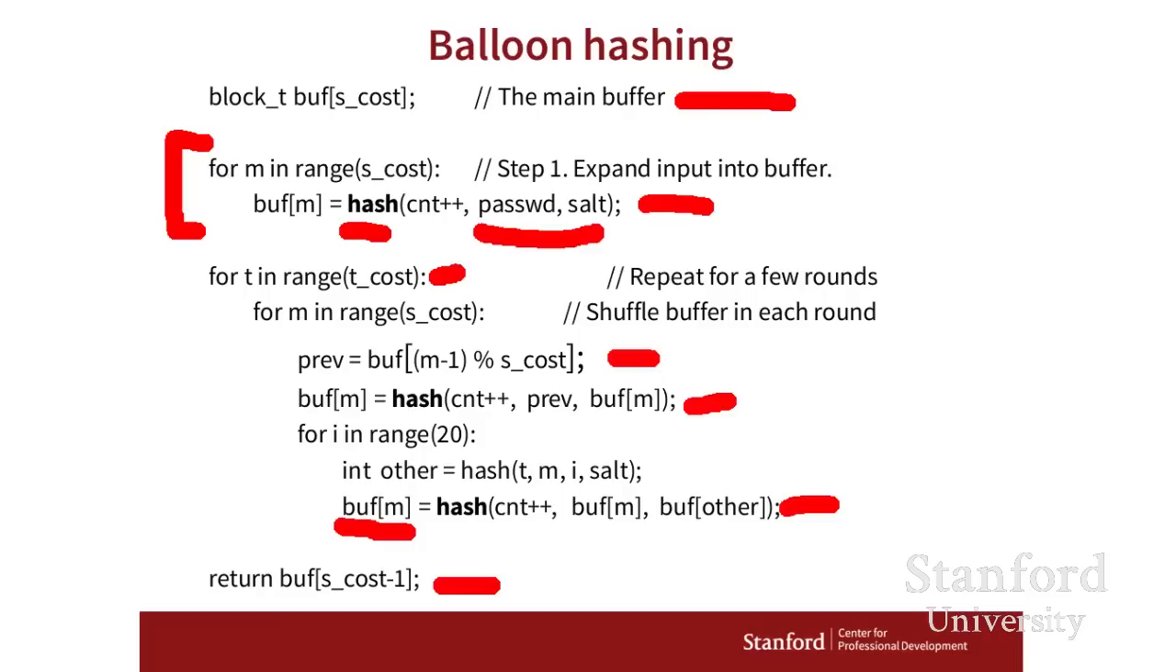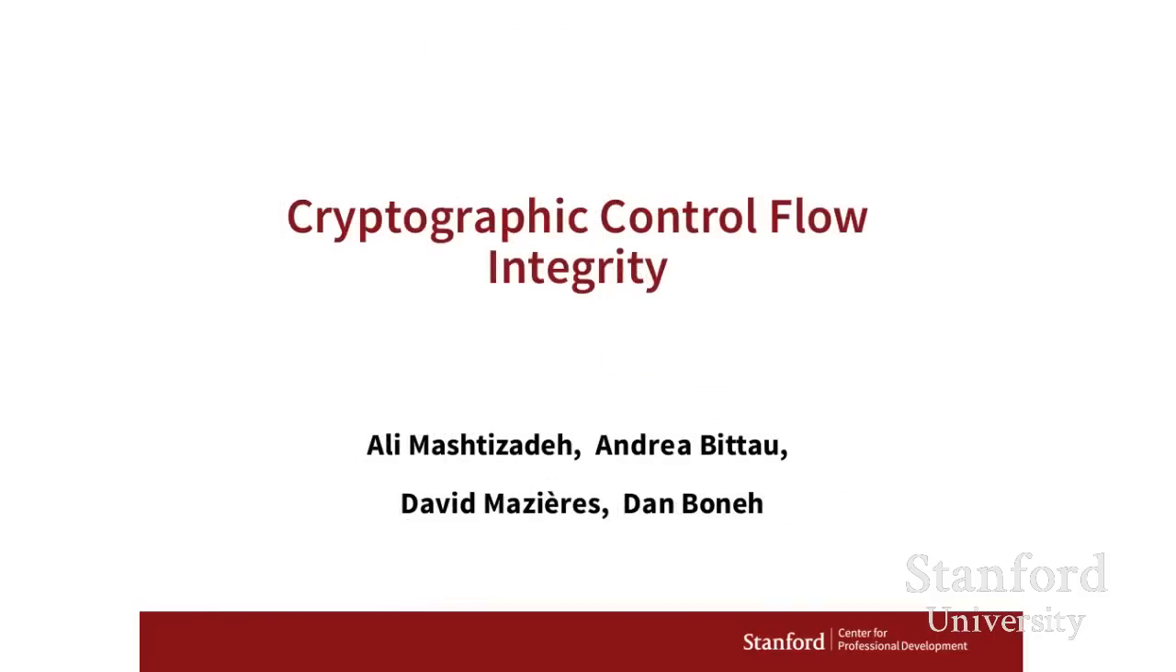Now we're going to change gears a little bit. I see that I have 10 more minutes. I hope in the remaining 10 minutes I can tell you about a completely different topic that we've been working on having to do with control flow integrity. This is joint work with our students, Ali Mastizeda, Andrew Bitao, a professor here, David Mazieres, and myself. Okay, so let me tell you what this is about. Complete change of gear from password hashing onto control flow integrity.